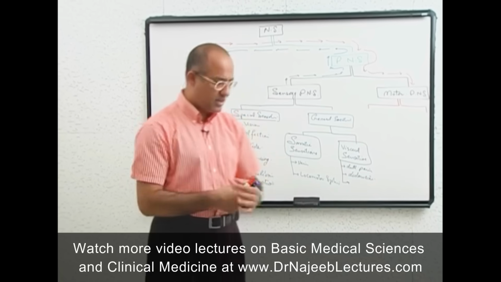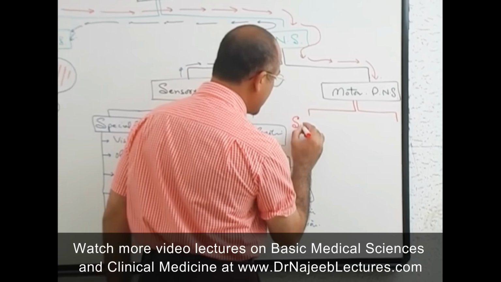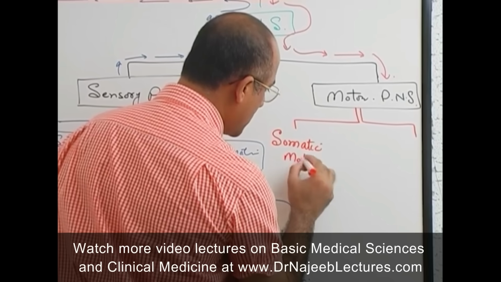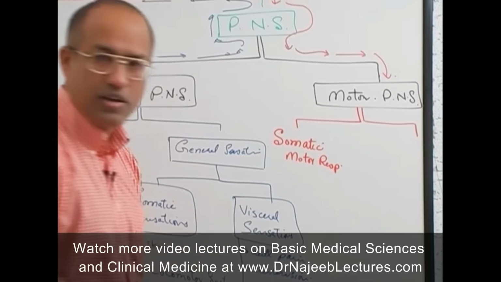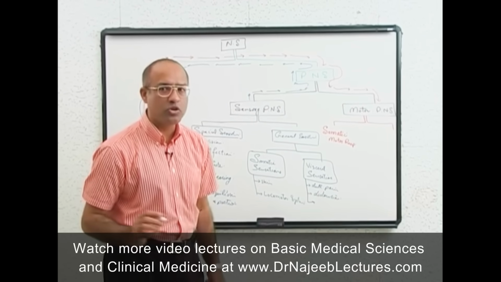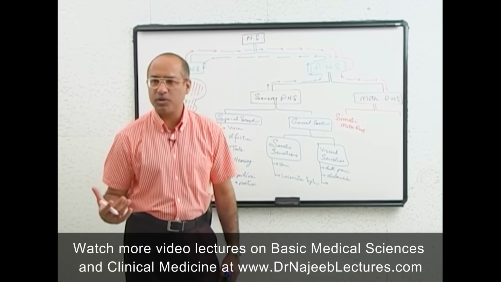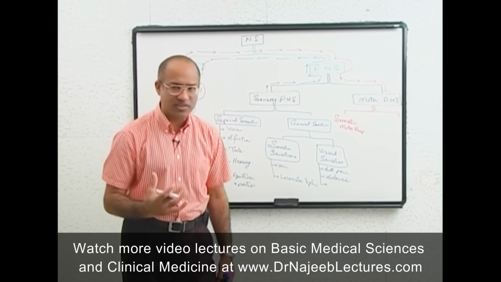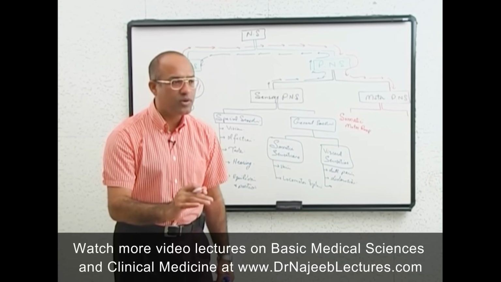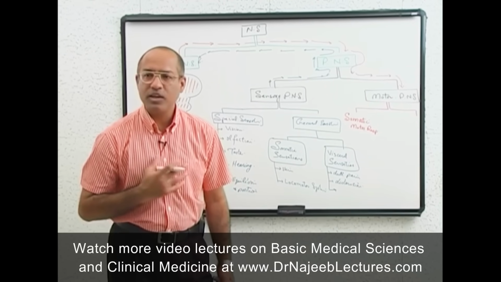The motor responses which are under your voluntary control are called somatic motor responses, or voluntary motor responses. Is that right? Opposite to that are those motor responses which cannot be controlled, like secretions of glands, or movement of the smooth muscles, or heart rate. Can you change your heart rate willfully, unless you are specifically trained in certain special trainings? We cannot control our heart rate.